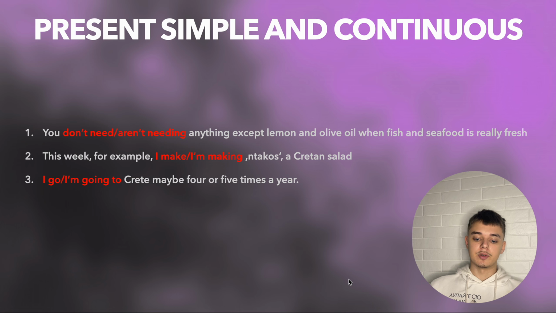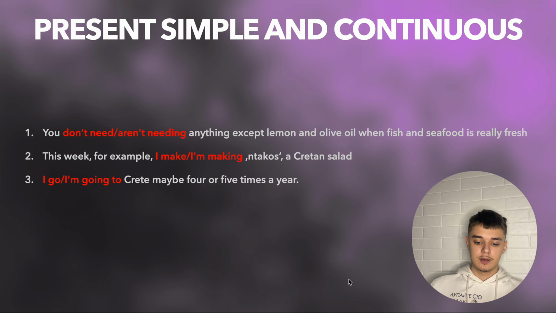This week, for example, I'm making tacos, a Cretan salad. I'm making because this is my plan for future. We can use present continuous to talk about plans and arrangements in future. The next one, stop, think, and then play. I go to Crete maybe 4 or 5 times a year. I go to Crete because this is our habit, something that happens regularly. I hope you remember that, and that's fine if you do.